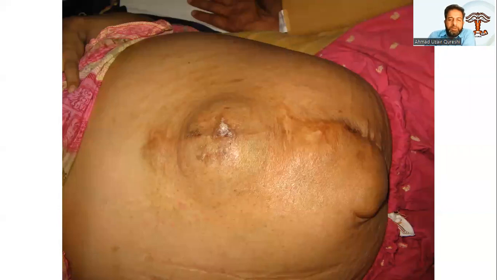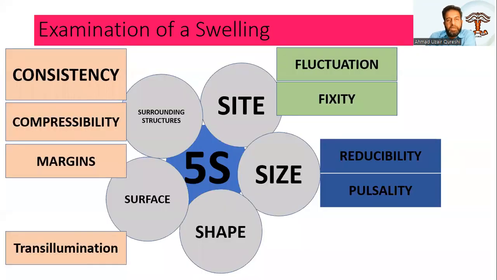Another patient: ask the patient to cough, and nothing happens. This is the patient with an incarcerated hernia because there are no symptoms. But this patient, or a similar patient, can come to you with complaints of pain in the same swelling or redness over the skin. Now you would be worried that this is an incarcerated hernia that has now obstructed and may lead to gangrene.